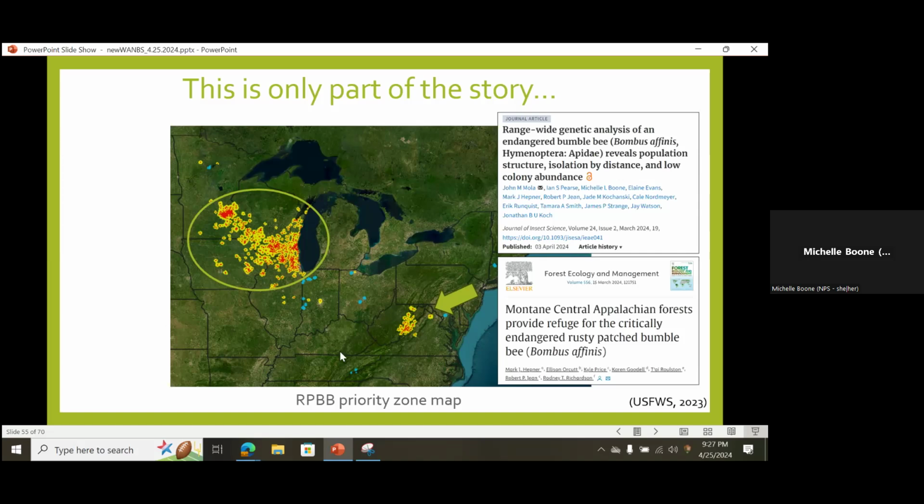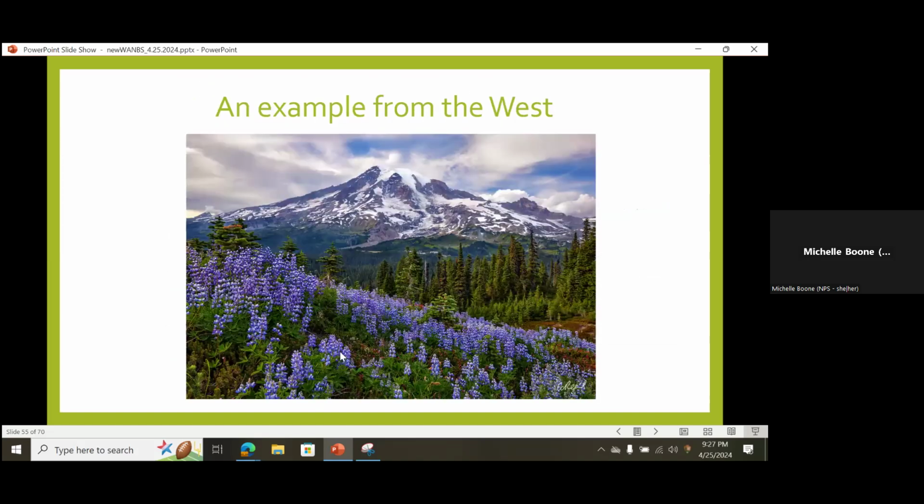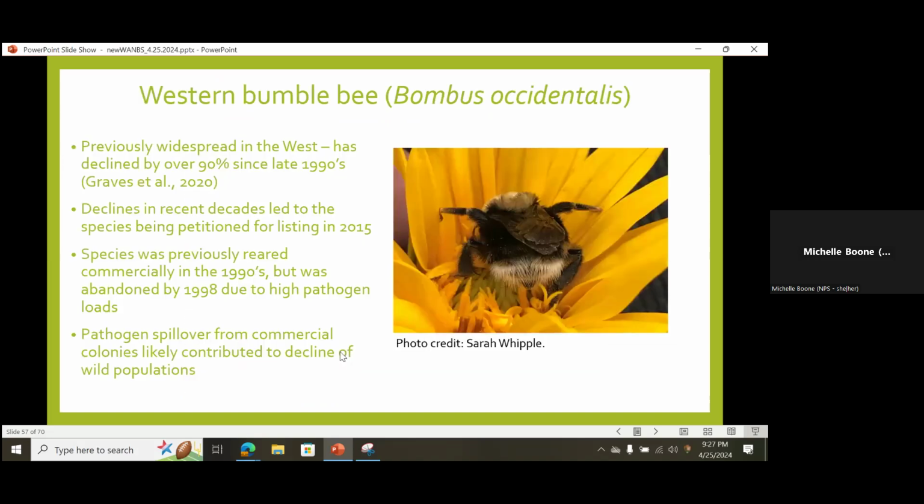And so I wanted to make this about the West. I grabbed a couple of studies I'll share really quickly about the western bumblebee. As was mentioned already today, this used to be a really common species, but it has declined over 90% since the late 1990s. It was petitioned for listing in 2015, and we're finally expecting that listing decision.